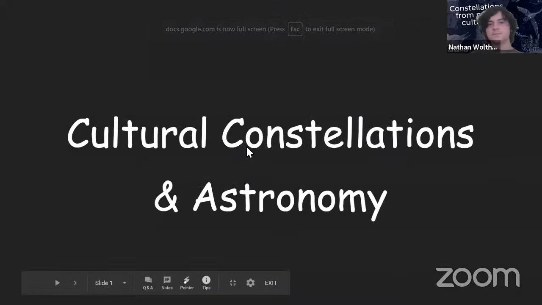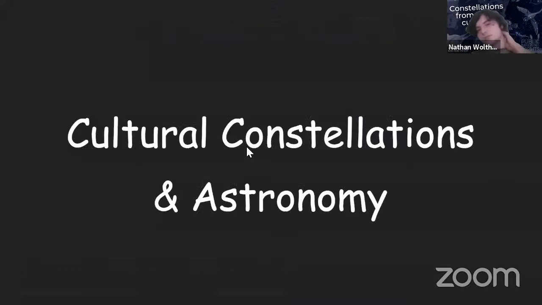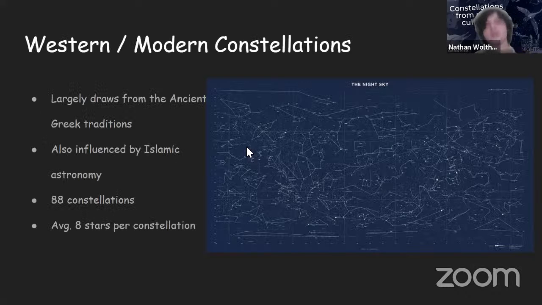So we're going to be discussing cultural constellations in astronomy, especially that of the non-Western and modern constellations. When I'm talking about Western and modern constellations, this is what I'm talking about. As you can see, it's a very large map. There's a total of 88 different constellations with an average of 8 stars per constellation.